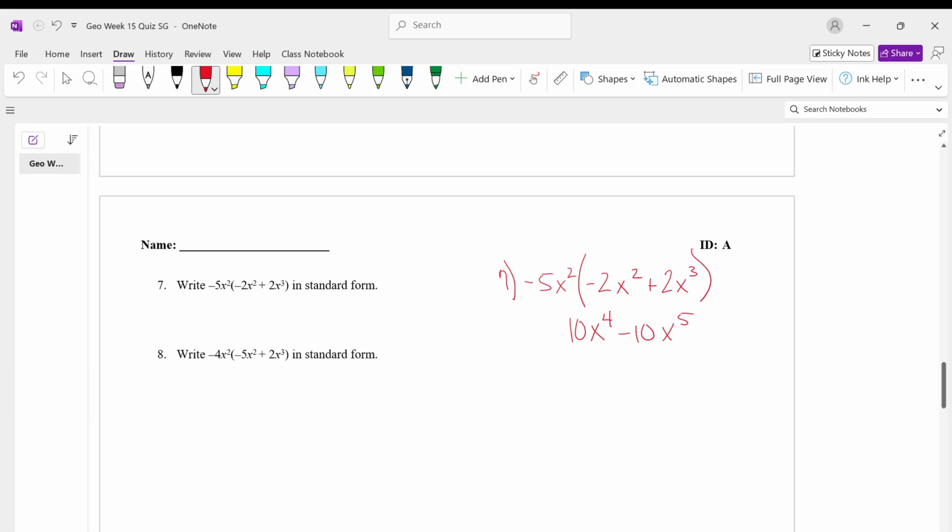So in standard form, our largest power, or our powers, need to be in descending order, so we just switch these. We go negative 10x to the 5th plus 10x to the 4th. That is in standard form.